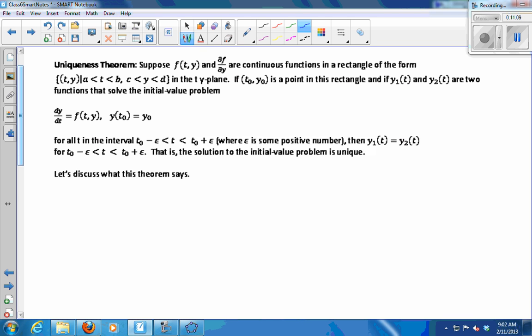So this time, we're supposing that f(t, y) is continuous, but so is df/dy. So the derivative of f with respect to y has to also be continuous. When a function is continuous and its derivative is continuous, we say smooth. So a sort of mathematical shorthand for saying the derivative is continuous is to say it's smooth.